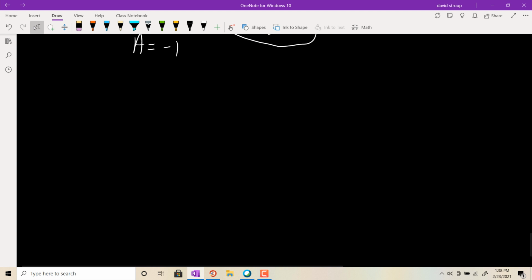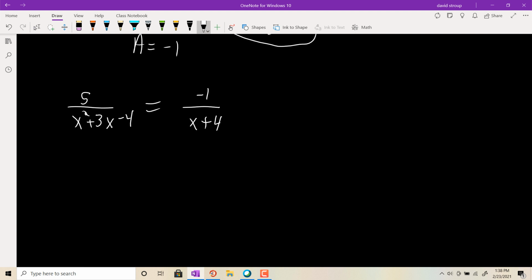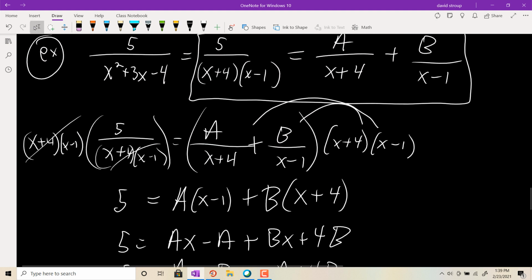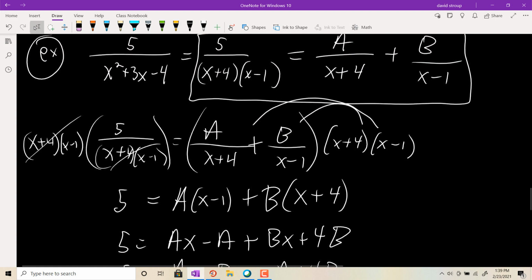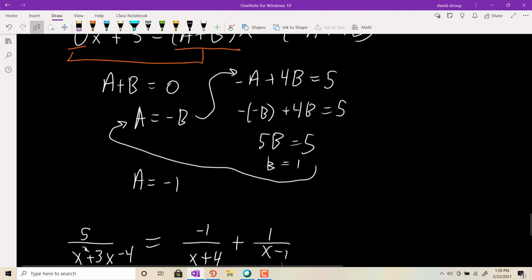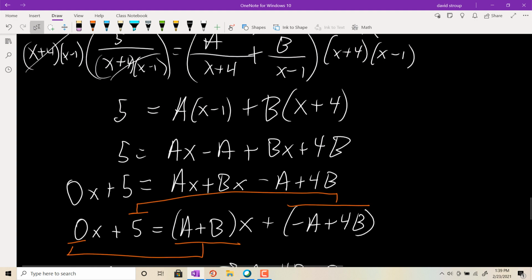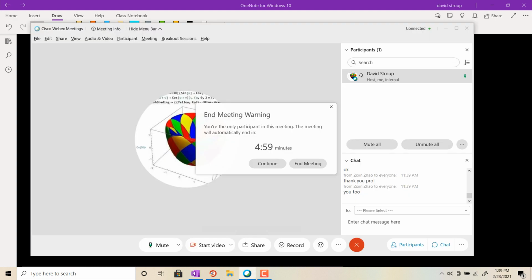So ultimately, you have 5 all over x squared plus 3x minus 4 equals negative 1 all over x plus 4 plus the b value, which I thought was 1, all over x minus 1. Right? Yeah. Make sure you get the a with the right factor. So the a needs to be with x plus 4, and it is. And then b needs to be with the x minus 1, and it is.